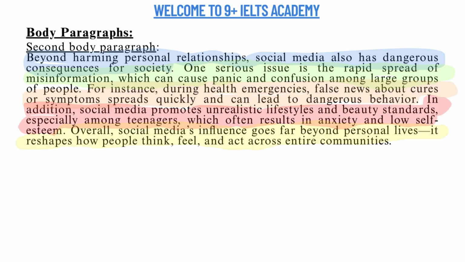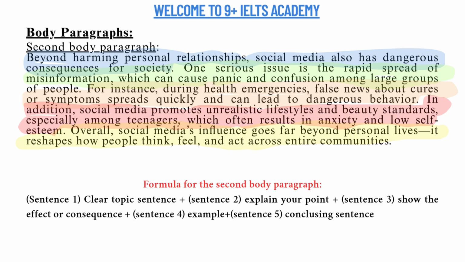This final sentence wraps up the paragraph. It's a great way to signal that your explanation is complete. By using a phrase like how people think, feel, and act, you summarize the social consequences in a powerful and memorable way. Golden rule is that always remind the reader of your main point before moving to the conclusion.